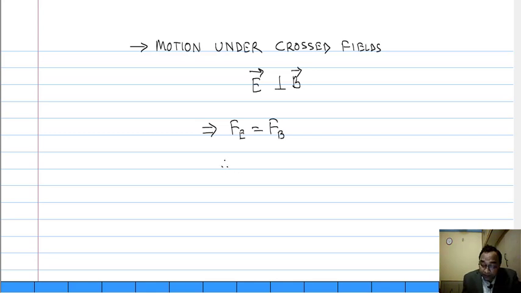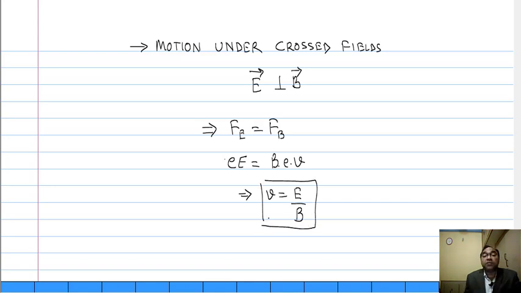That is to say, BQV, and the electric force is QE. So this is BEV. From this we can say V is equal to E by B. What is this velocity that we are getting? How to interpret it? This is the velocity that the charged particle must possess, then only it can come out of those crisscross fields.